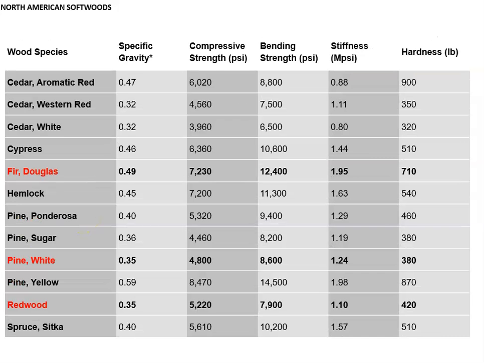If we want to jump over to the softwoods and talk about a beam, we would think of bending, then we would come down this column and we would see 12,400, and Doug fir would be the best suited to build a beam. Okay. Overall, if we were looking for an overall strength, we would think about density and specific gravity, and we would come down here and we would see, here we go, yellow pine, 0.59. So the most dense of the softwoods is yellow pine.